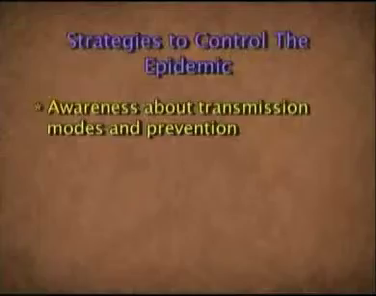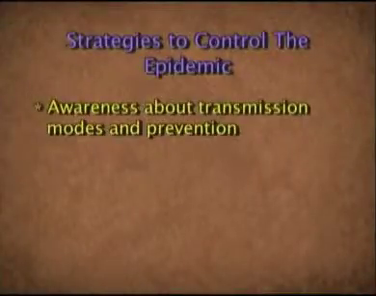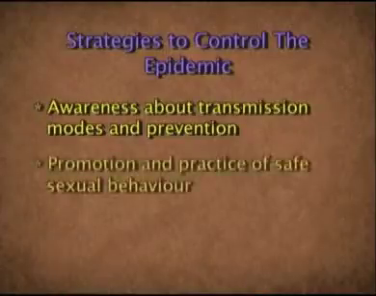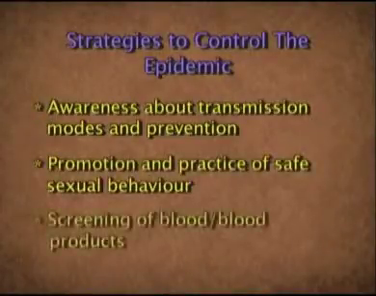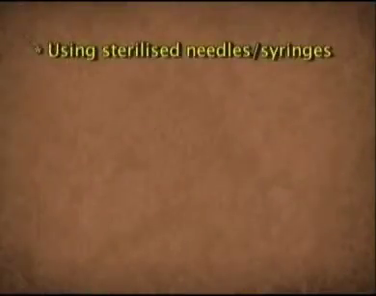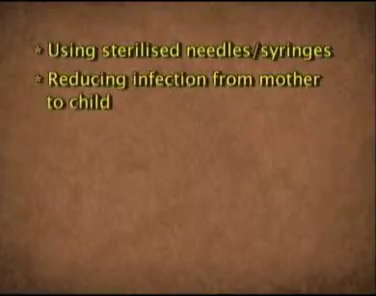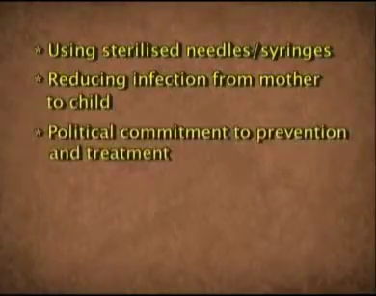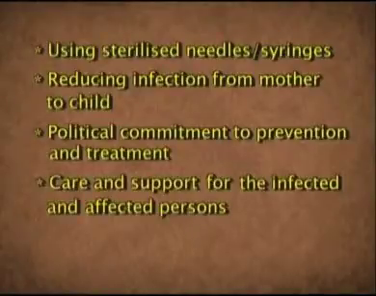The strategies that may be defined to control the epidemic whenever it occurs in a part of the world are awareness about the transmission, modes and prevention, promotion and practice of safe sexual behavior, screening of blood and blood products first and then institution into the body, using sterilized syringes, reducing infection from mother to child, political commitment, care and support for the infected and affected persons, then reducing the stigma and discrimination. The steps that are required to be taken are to provide the normative guidance and general tools to the member states.